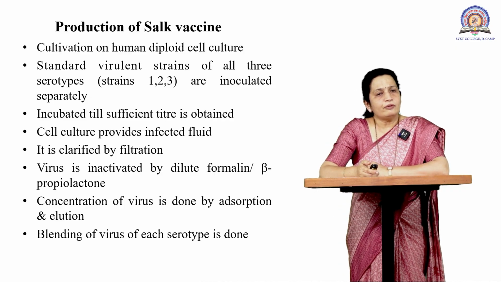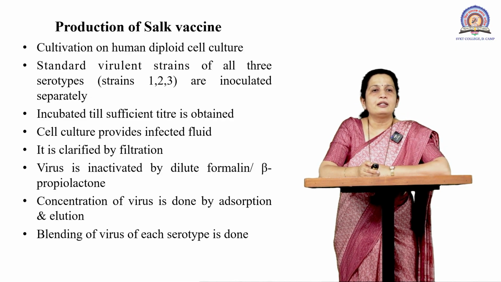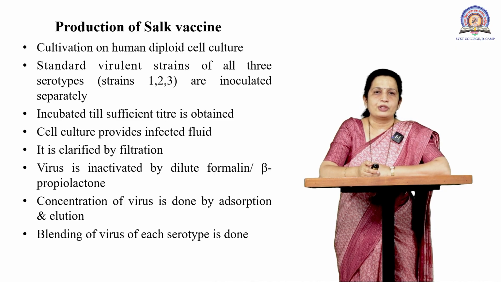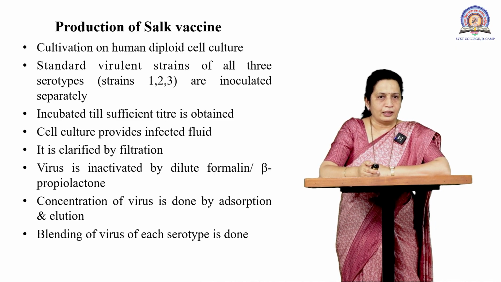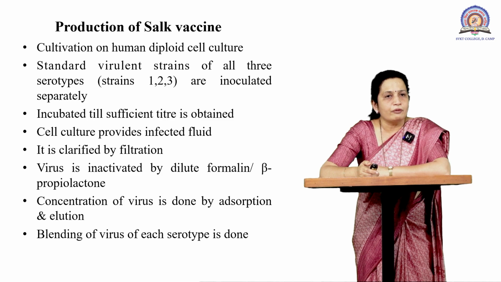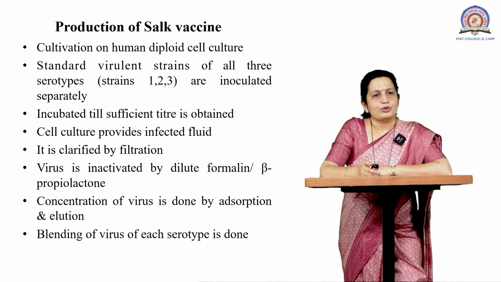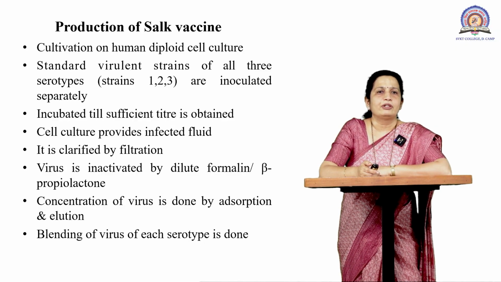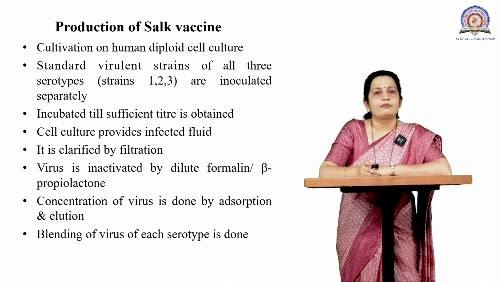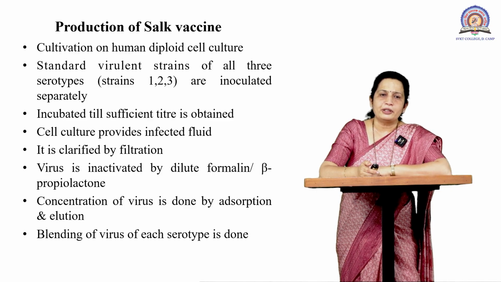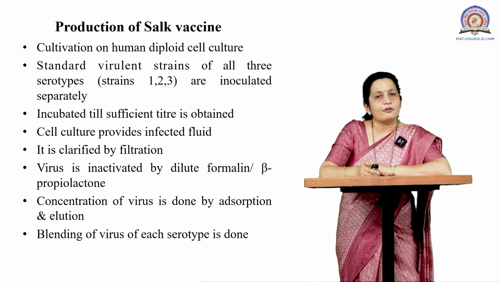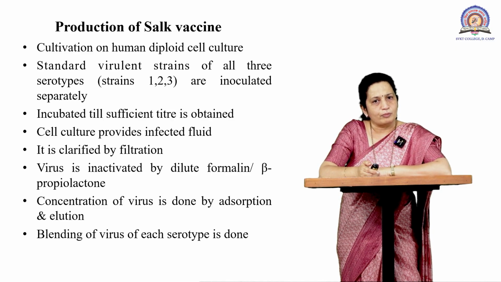Now, we are all aware that viruses require living media for their growth. They cannot be cultivated on inactivated, non-living media. So, for production of polio vaccine, polio virus is cultivated on human diploid cell culture. All three standard virulent serotypes are inoculated in separate cell cultures. They are incubated till sufficient titer, meaning a sufficient number of virus particles are formed.